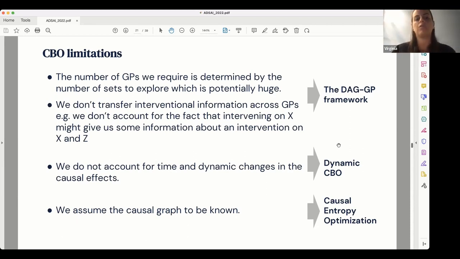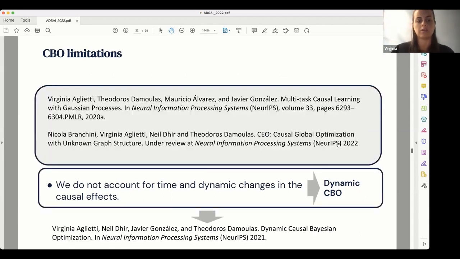Today I'm just going to give you an introduction to dynamic causal Bayesian optimization. You've noticed how in CBO we do not account for time, and we do not account for the fact that causal relationships might change over time, both in terms of the causal graph and the functional relationship linking different variables. You can see the results of this in the paper that is called Dynamic Causal Bayesian Optimization.